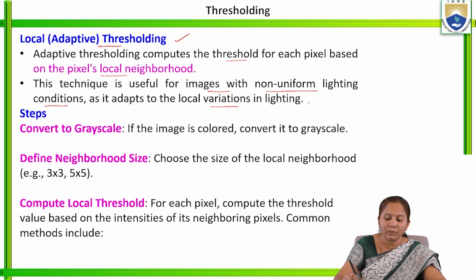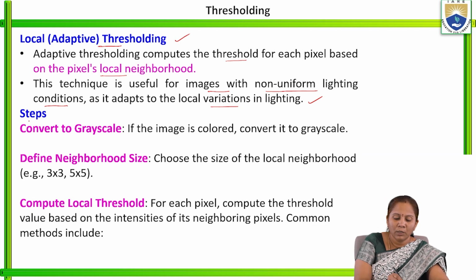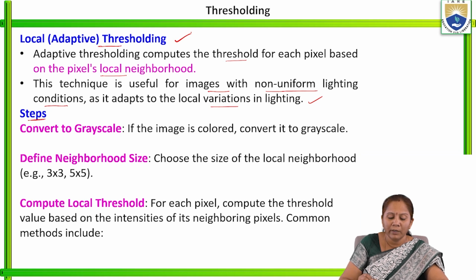So this is the main advantage of using local thresholding, and the drawback of global thresholding can be overcome here. So what are the steps we have to follow during local thresholding? First, convert to a grayscale image. The given image may be a color image, so the first step is to convert it into a grayscale image.